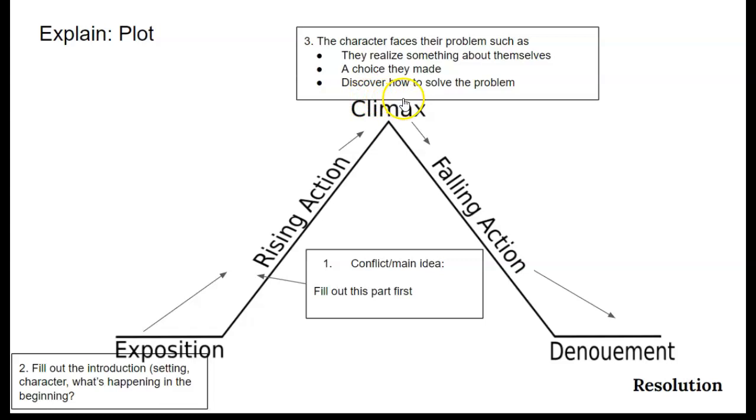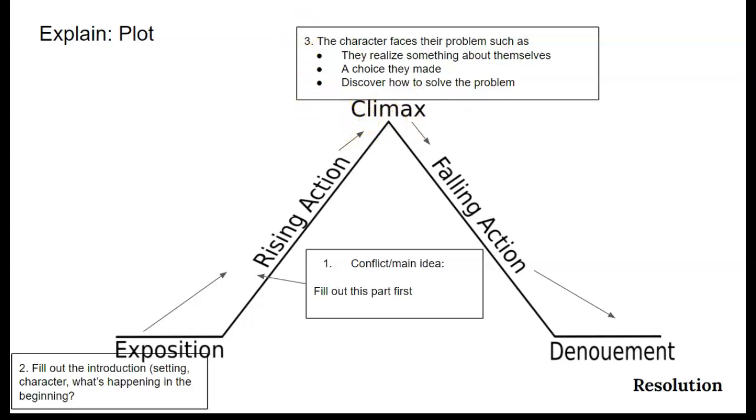Or they discover how to solve the problem, such as if you're trying to train your dog to sit or roll over and everything you're trying is just not working. Maybe then you discover that they respond well to little treats or something like that. And that's how you were able to train the dog. So that's what the climax or turning point is.